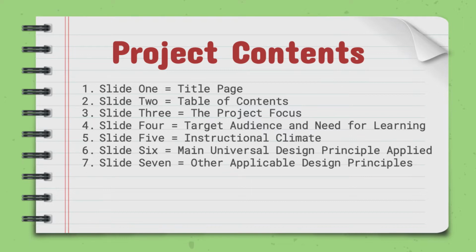Slide 1 is the title page. Slide 2 is the table of contents. Slide 3 is the project focus. Slide 4 is the target audience and the need for learning. Slide 5 is the instructional climate. Slide 6 is the main universal design principles applied. And Slide 7 are other applicable design principles. Following that, there will be a brief tutorial of the game.